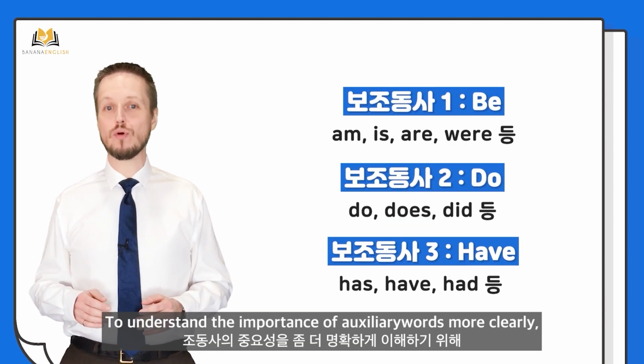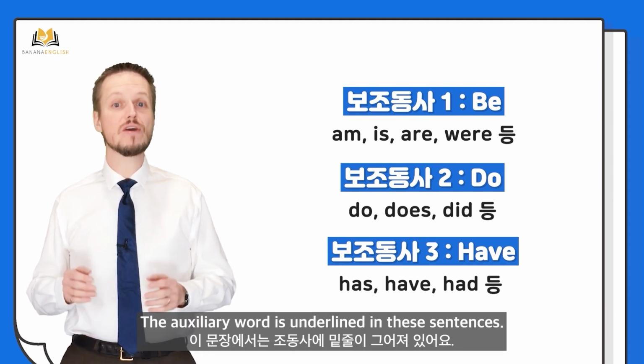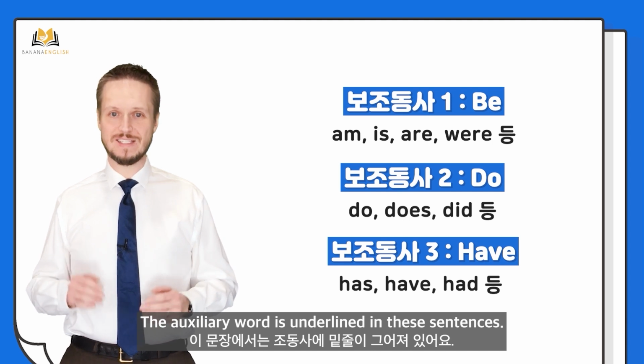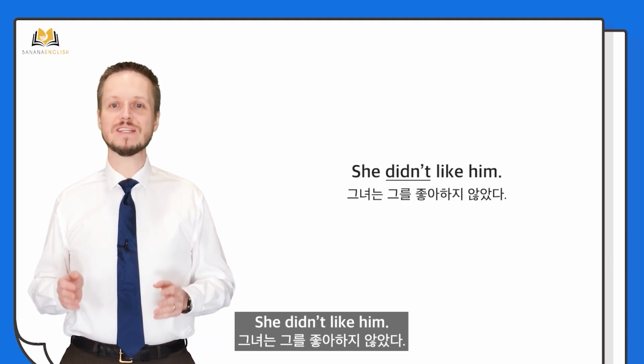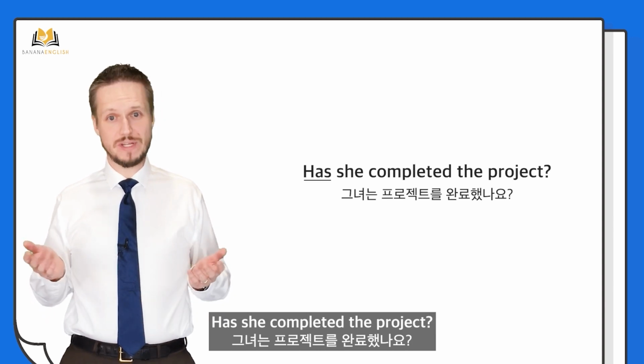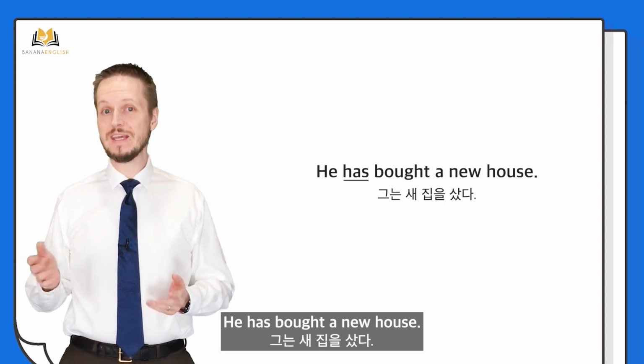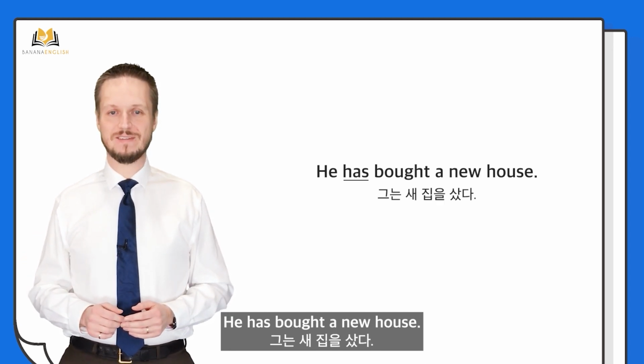To understand the importance of auxiliary words more clearly, let's look at some examples. The auxiliary word is underlined in these sentences. She didn't like him. They are not helping us. Has she completed the project? She was playing basketball. He has bought a new house.